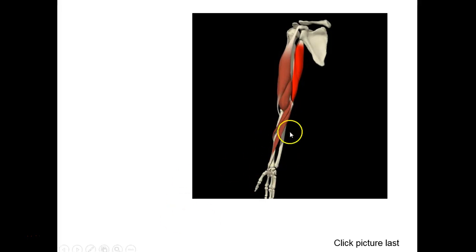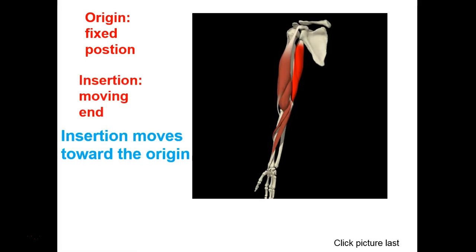Now again, my muscle movie is probably not going to work, but if it did, you would see that the origin, or the fixed position of this muscle, is here. It's proximal, and the insertion, where it's inserting into the radius, the movable end if you flexed your arm, is attached where the arrow is pointing. The insertion is the movable end. So if we could flex this arm, we would see the insertion end move towards the origin.